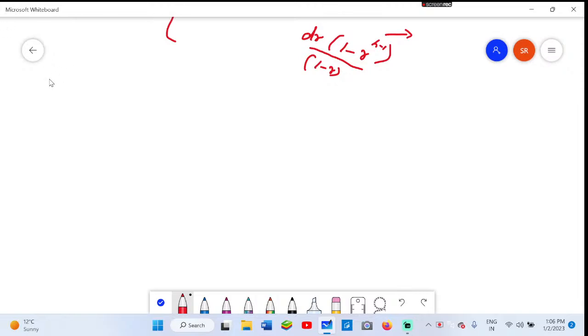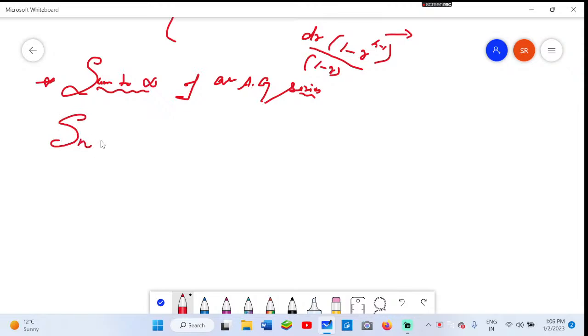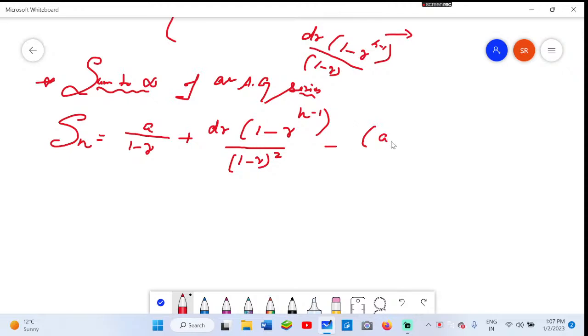Now there is one more sub point of discussion. It is sum to infinity of AG series. Sum to infinity means sum to infinitely many terms of an AG series. So what is Sn? We have just discussed Sn is equal to a upon 1 minus r plus dr into 1 minus r raised to power n minus 1 upon 1 minus r whole square minus a plus n minus 1.